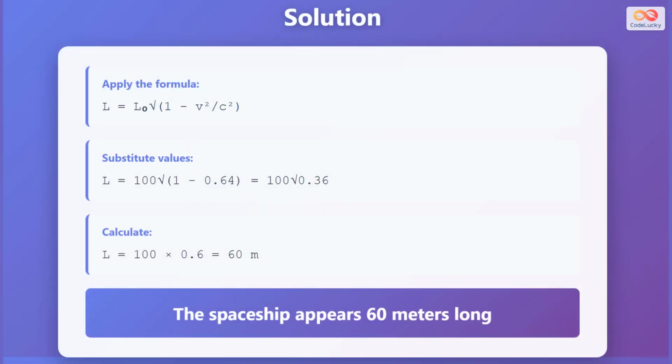To solve this problem, we start by applying the formula. L equals L sub 0 times the square root of 1 minus v squared over c squared. Next, we substitute our values. L equals 100 times the square root of the quantity 1 minus 0.64, which simplifies to 100 times the square root of 0.36. Calculating this out, we get L equals 100 times 0.6, which equals 60 meters. So the spaceship, which is 100 meters long in its own reference frame, appears to be only 60 meters long to an observer on Earth. That's a 40% reduction in length.